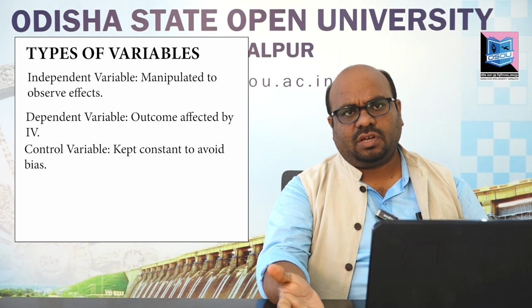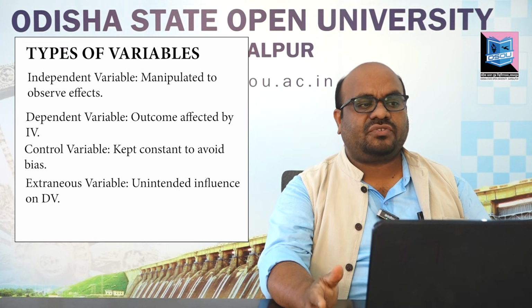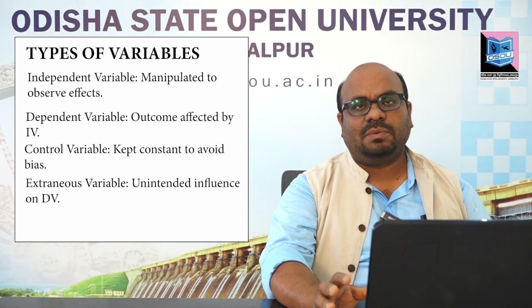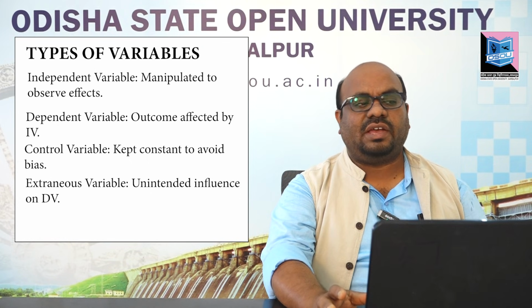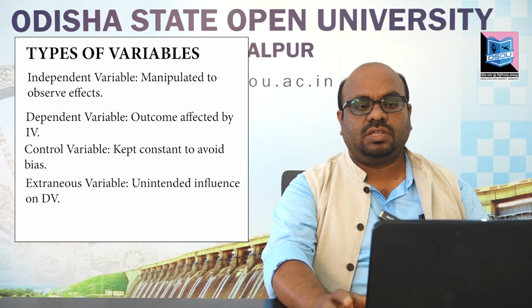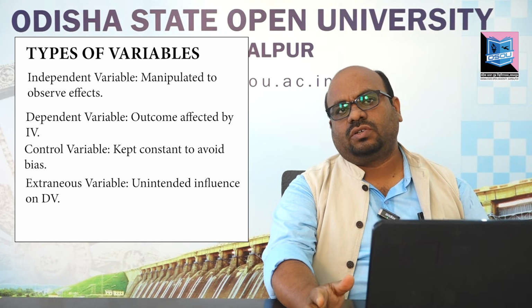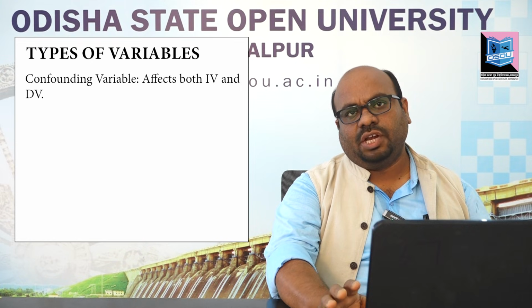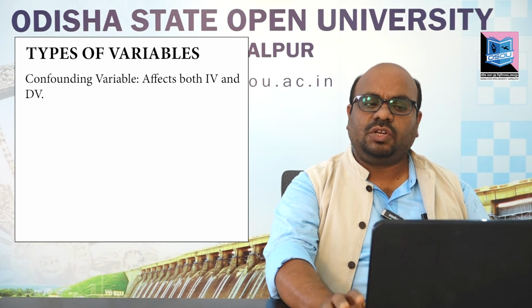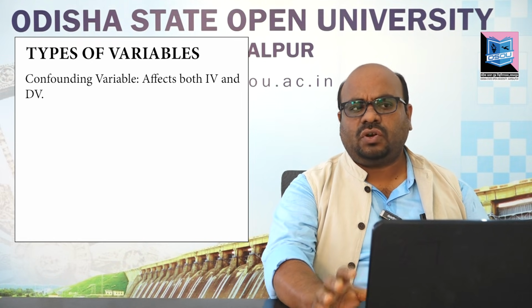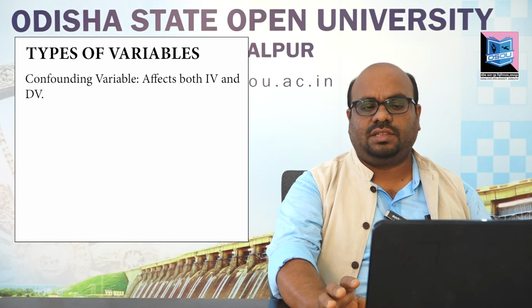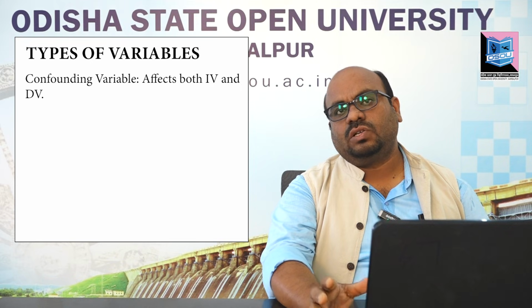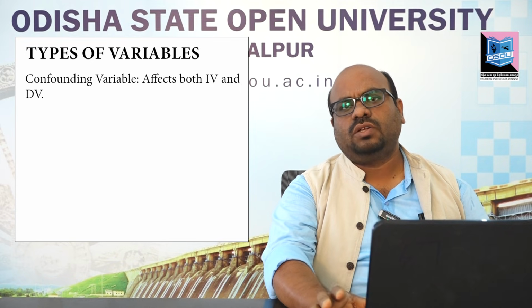And there are various other types of variables, like the extraneous variable. These are unwanted variables that can affect the result by mistake. For example, noise in the classroom might affect students' concentration during the study, or lighting may affect them during the exam. Confounding variables are variables that affect both the independent and dependent variable and can confuse the results. For example, in a study of exercise and heart health, a healthy diet might be a confounding variable if people who exercise also eat good food.